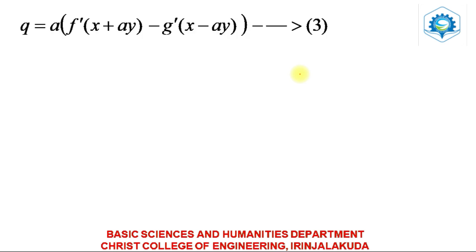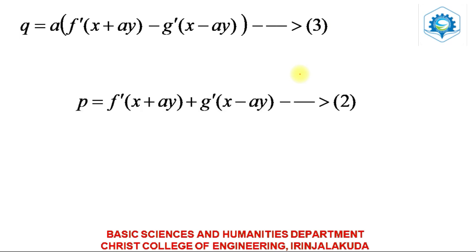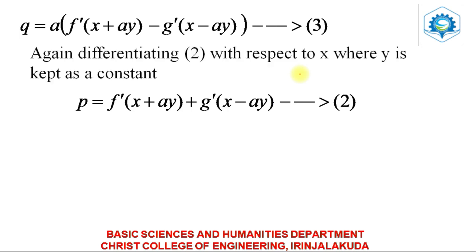Now, q equal to a into f'(x + ay) minus g'(x - ay). And already we have p equal to f'(x + ay) plus g'(x - ay). So right now we have p and q, that is the first order derivatives. But we have two arbitrary functions, so definitely we need to find the second order derivatives also. So let us find the second order derivatives.